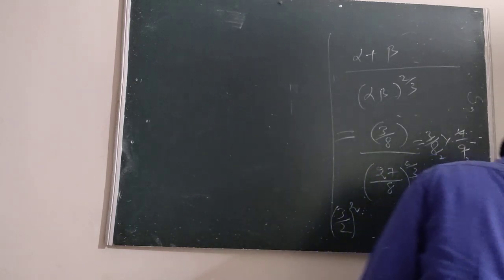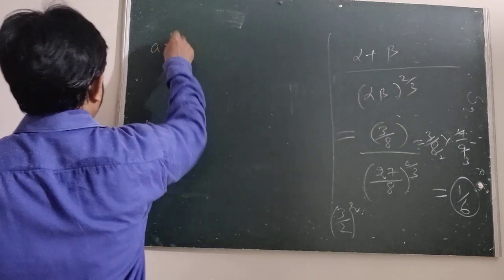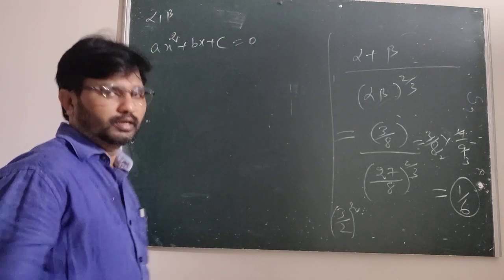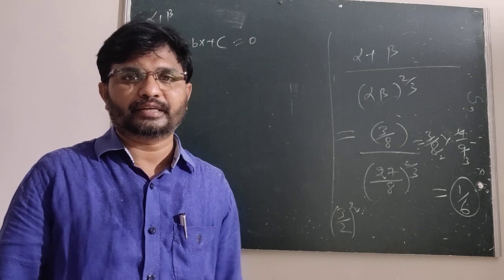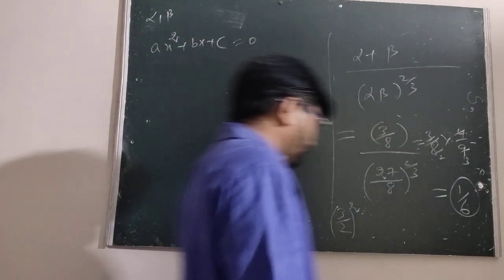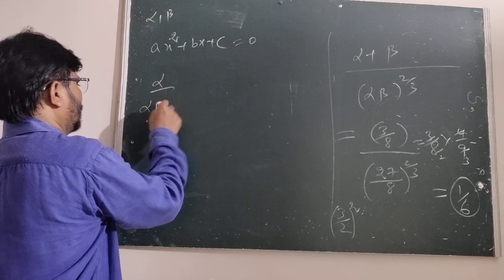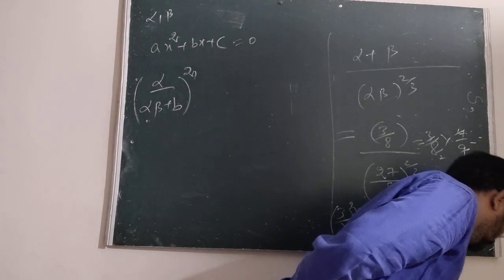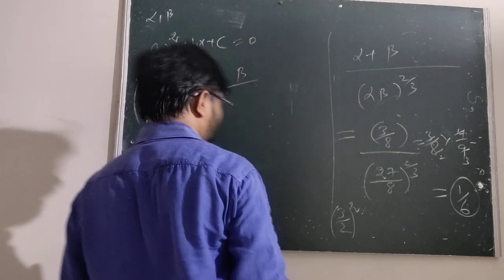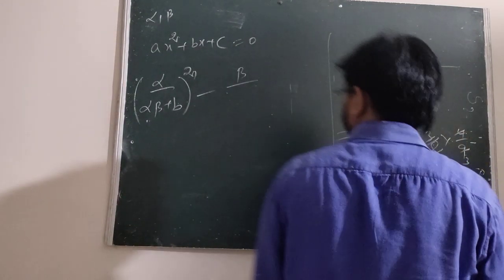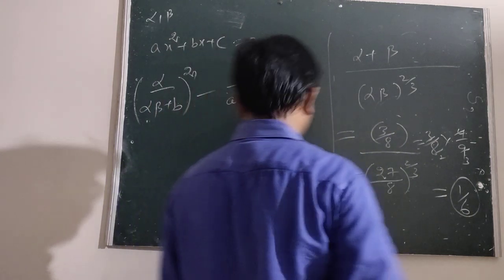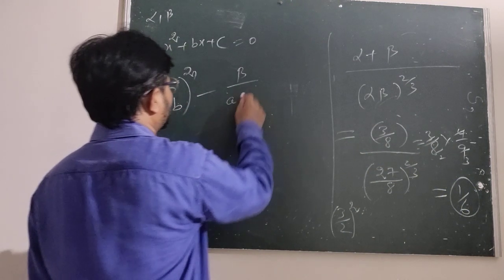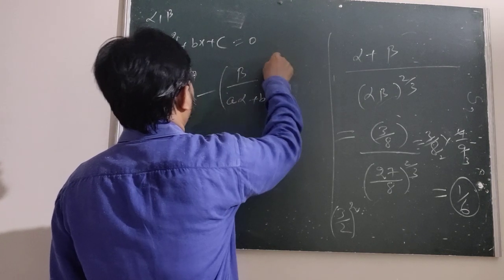Now another model, another sum. If alpha, beta are the roots of ax square plus bx plus c equal to 0, we find alpha square by a beta (a alpha plus b) whole square minus beta square by a alpha (a beta plus b) whole square.